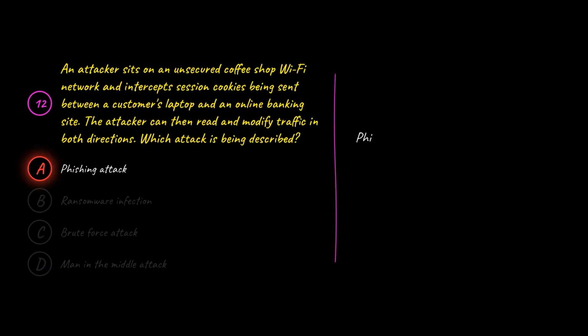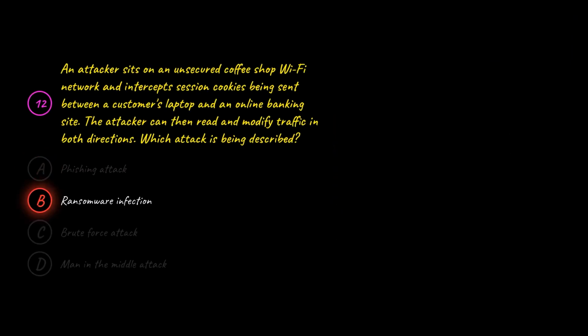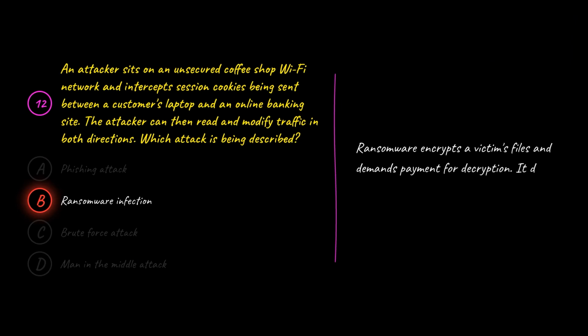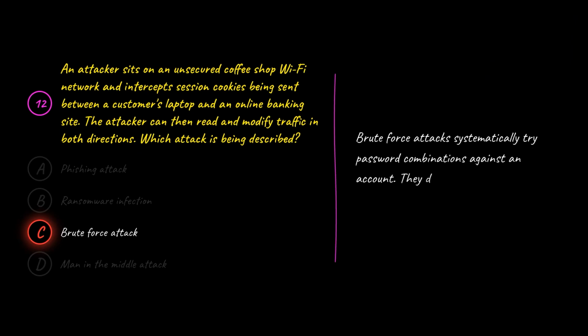A is wrong because phishing tricks users into revealing credentials or clicking malicious links. It does not require positioning between the user and the legitimate site. B is wrong because ransomware encrypts a victim's files and demands payment for decryption. It does not involve intercepting traffic in transit. C is wrong because brute force attacks systematically try password combinations against an account. They do not involve sitting between two parties.